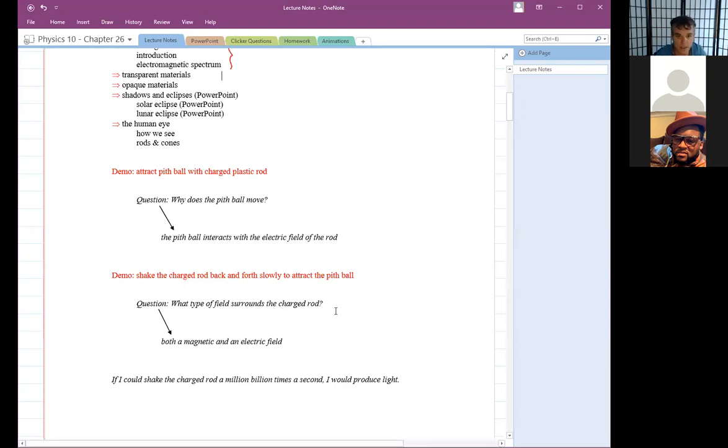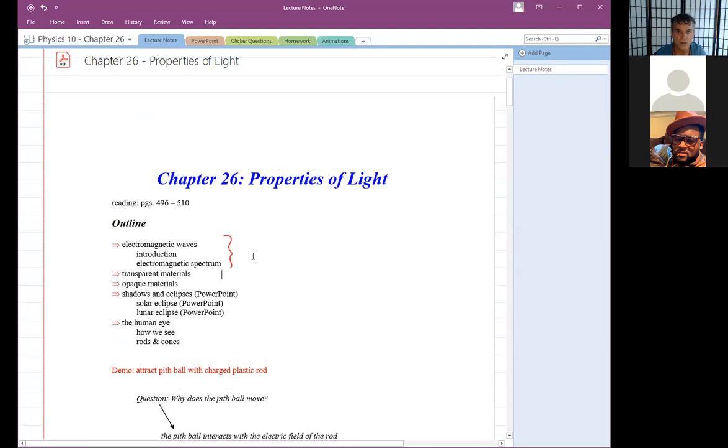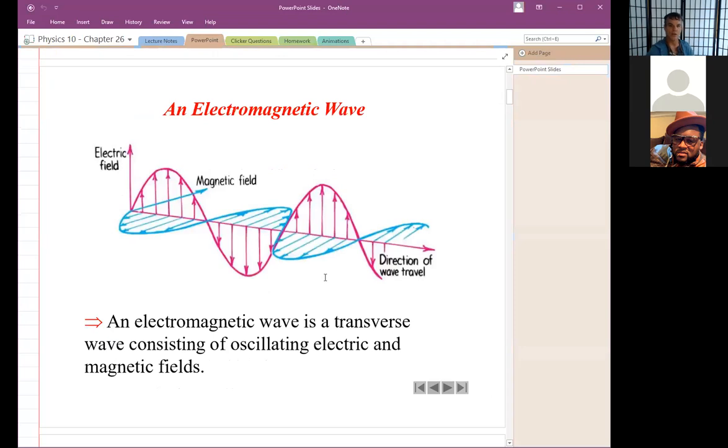But let me see if I can show you a quick little, well, let's just go to PowerPoint slides real quick. It's kind of hard to visualize, but when I have an electric field which is changing, one of the things that Einstein discovered is that a changing electric field will create a changing magnetic field, and a changing magnetic field will create a changing electric field.